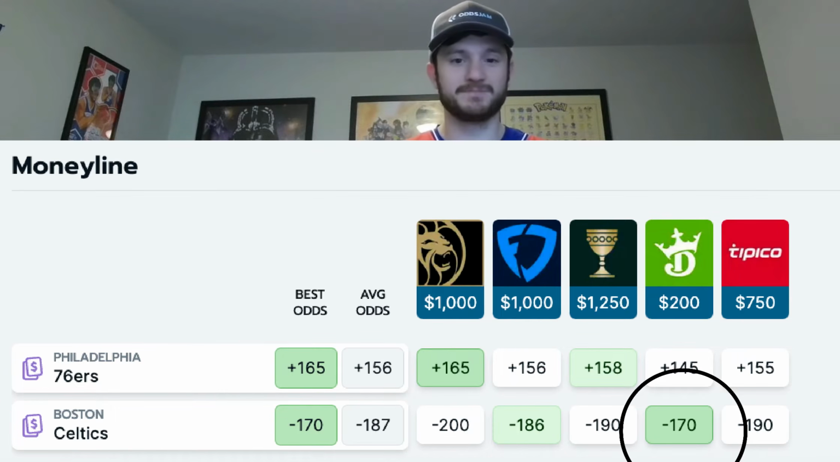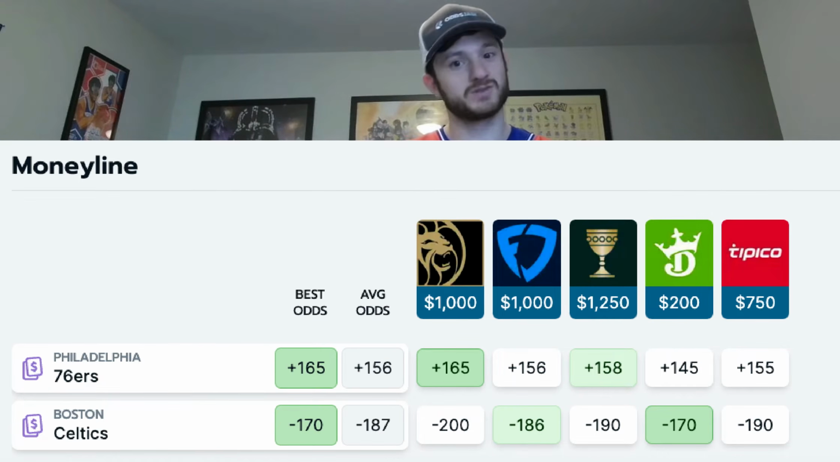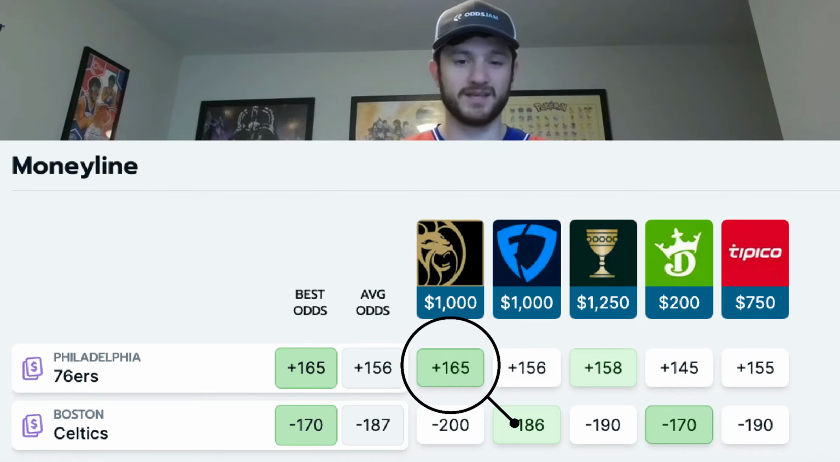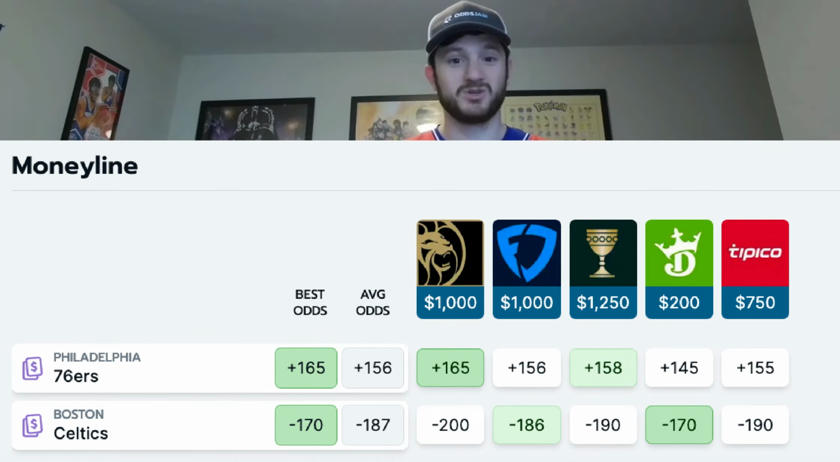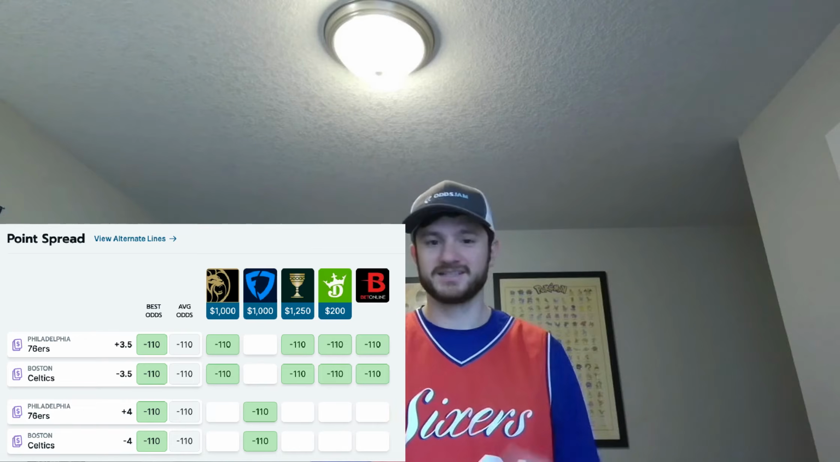It's the same exact bet. Literally all you're betting is on the Celtics to win. In this case, you're saving yourself $20 if you bet on DraftKings. Same thing with the Sixers if you bet on BetMGM. If you bet $100 on the Sixers to win, you could either make $158 on Caesars, or you can make $165 on BetMGM. The same logic applies to a point spread and a total.